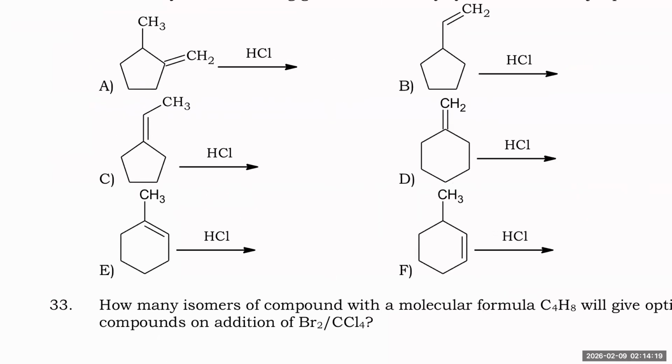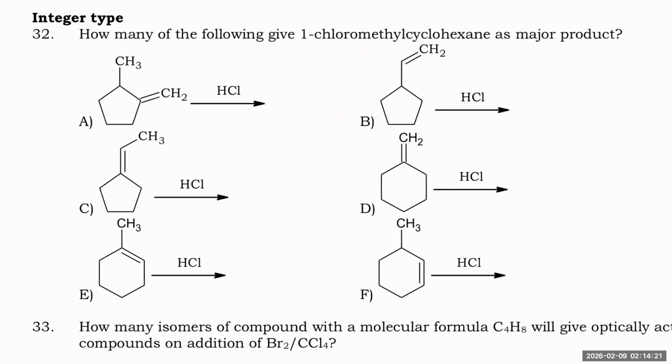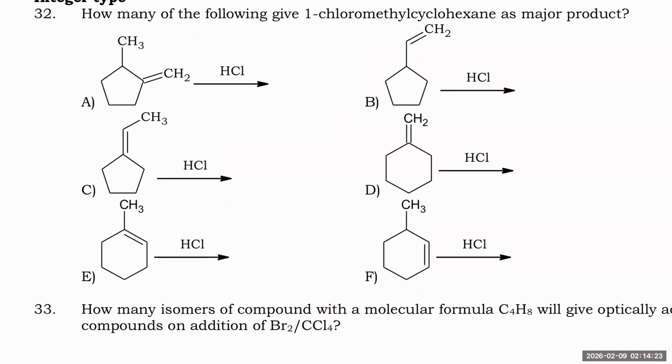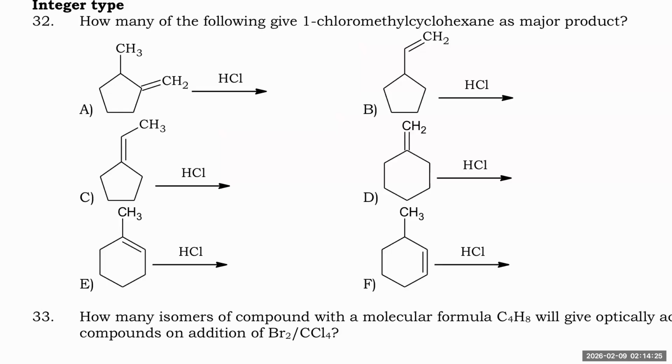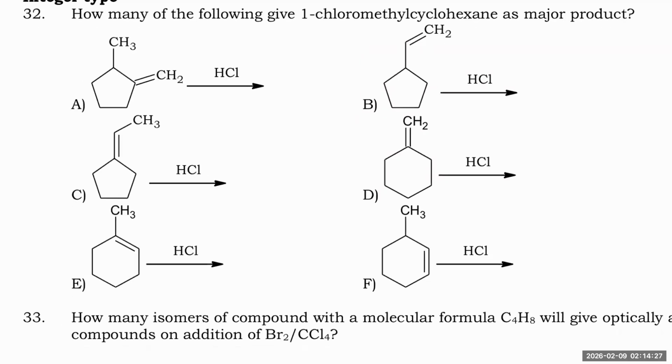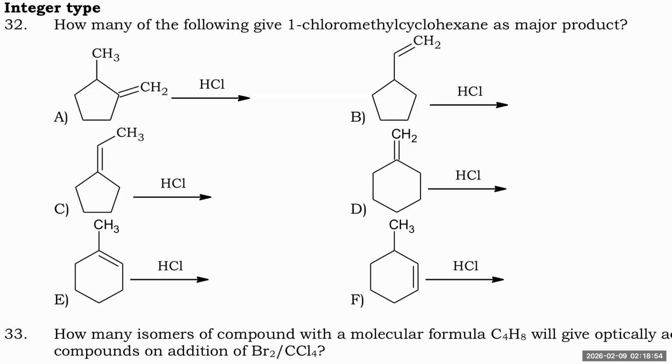Now, come to this integer type. How many of the following give one chloromethyl cyclohexane as major product? I want you guys to try for a minute, then I'll explain. 2, 4, 1. Okay, everybody got different answers.